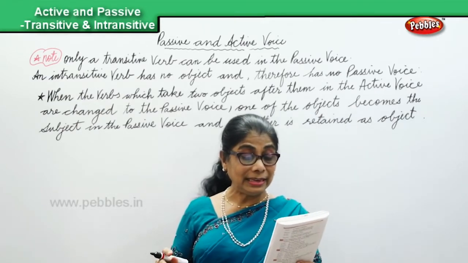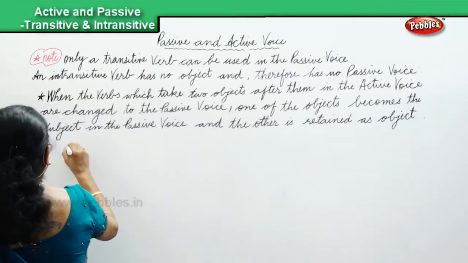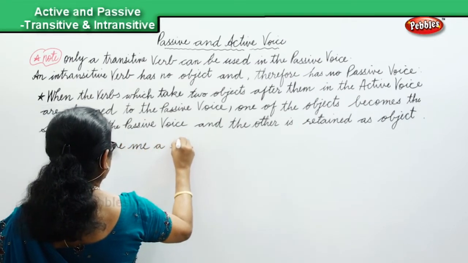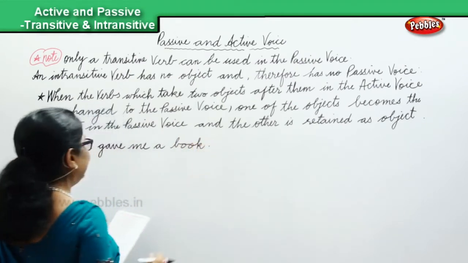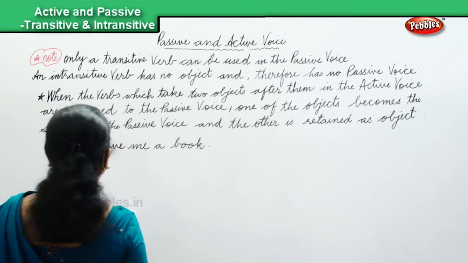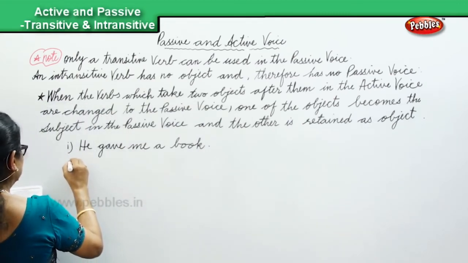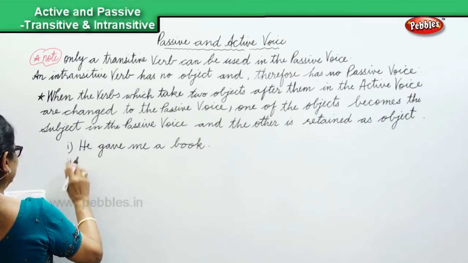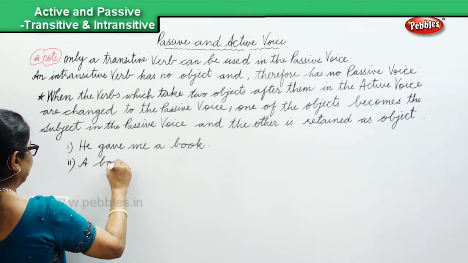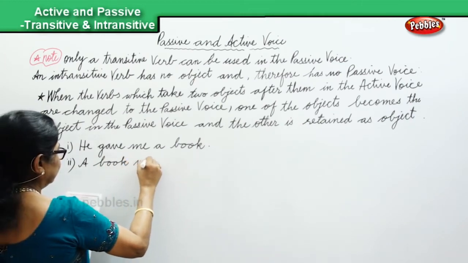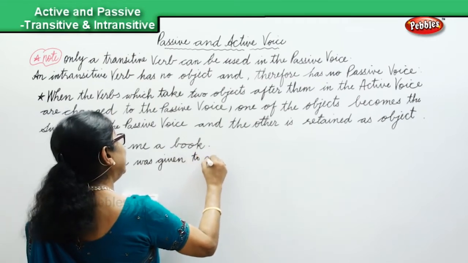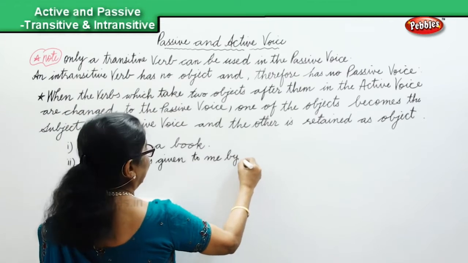Let's look at the sentence I have here. He gave me a book, and that is in the active voice. Now, we're going to change it to passive. Let's look at the two different types of sentences we'll get. One: A book was given to me by him.